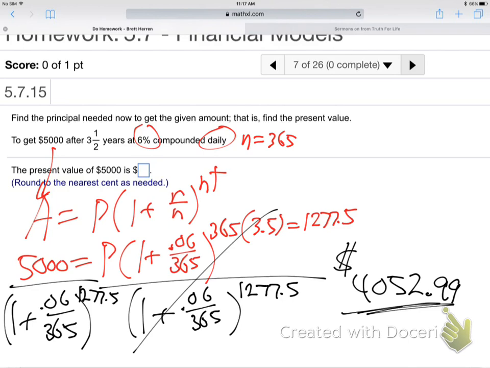Does that make sense? You guys getting that okay? So you've got to put $4,052 in the bank, or 53 basically, to become 5,000 in 3.5 years.